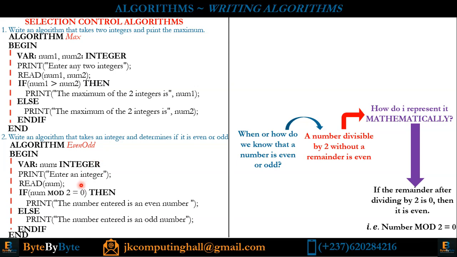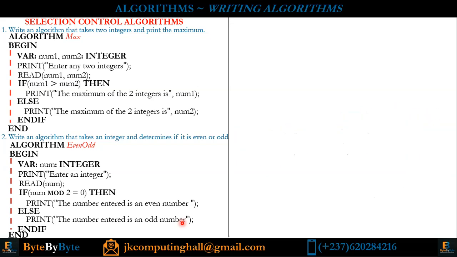Another student could still come and give as condition, if num mod 2 is equal to 1, then the number entered is odd, or else the number entered is even. It is still correct. Remember that for a particular problem, we have so many algorithms that can be used, and that is why the concept of algorithm efficiency and complexity comes in to determine which algorithm is the best to use for solving a particular problem. But always know that when a problem is given, it is rare to see that only one algorithm suits the particular problem. Okay, we proceed.